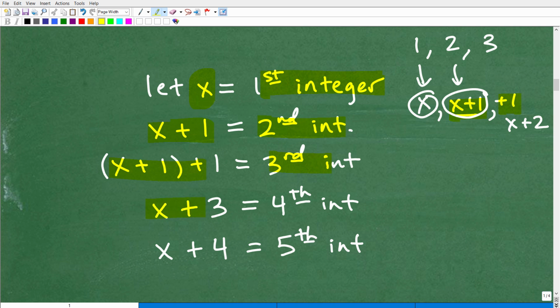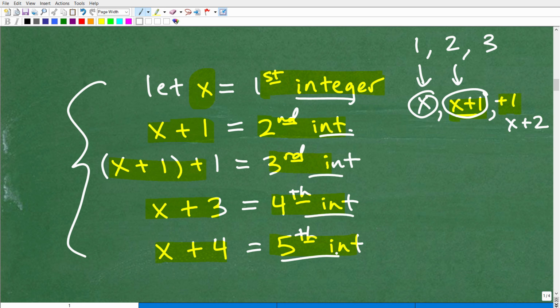Add another 1, that's x plus 3, our fourth. Add another 1, that's x plus 4, our fifth integer. So we can assign all these variable terms as representations of our integers: our first, second, third, fourth, and fifth integer. Now the problem says the average of all these integers is 15.